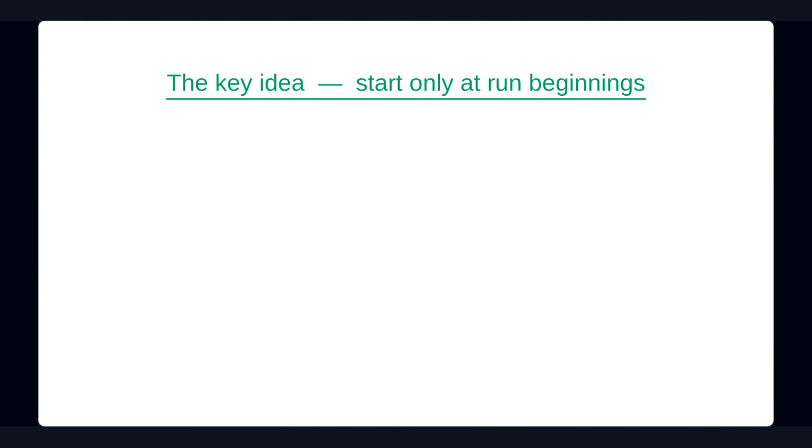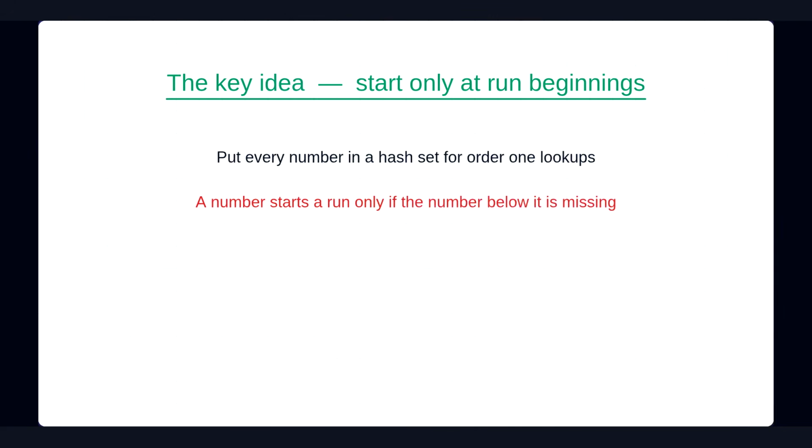Here is the idea that keeps it fast. First, put every number into a hash set so we can ask, does this number exist, in order one time? Now the clever part: we only begin counting a run at its true beginning. That is, a number whose predecessor, 1 less, is not in the set. From such a start, we count upward, 1 plus 1, 2, and so on, as long as the next number exists. Because each run is walked only from its start, every number is visited just a couple of times overall, and the hash set lookups make each step instant.